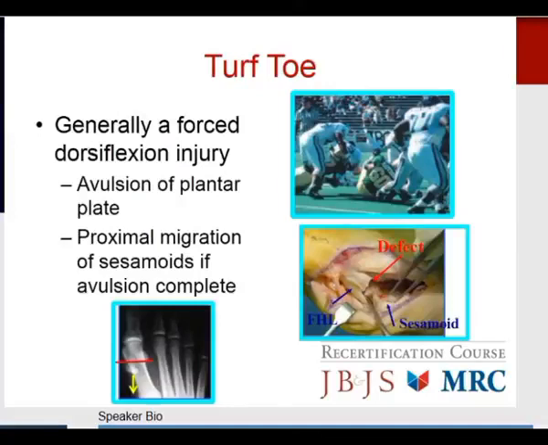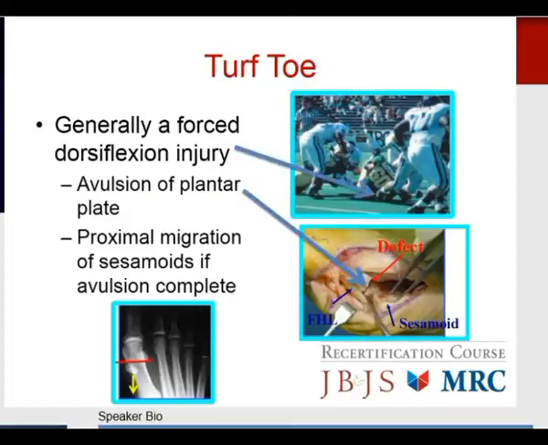We look at turf toe. That's an athletic injury occurring from a forced dorsiflexion injury to the first metatarsal phalangeal joint. It's an avulsion of the plantar plate, and subsequently, if it's a complete rupture, proximal migration to the sesamoids. An important point to know, and we'll talk about it in a second.